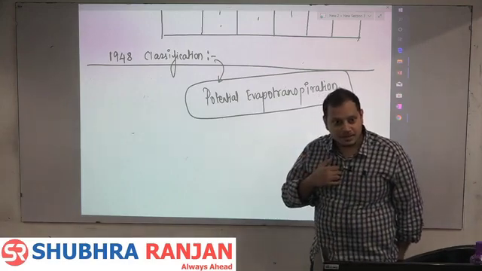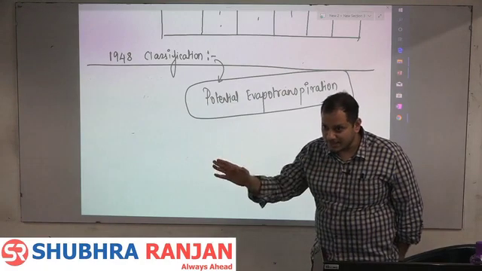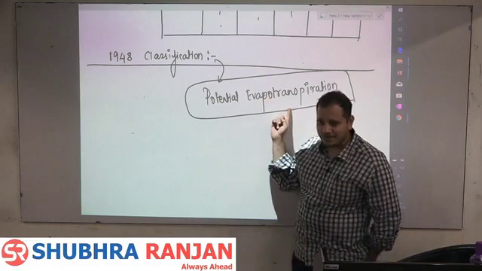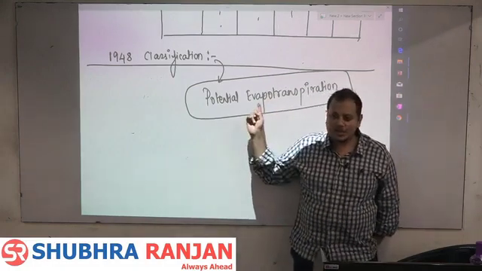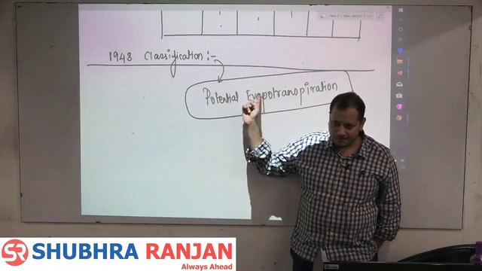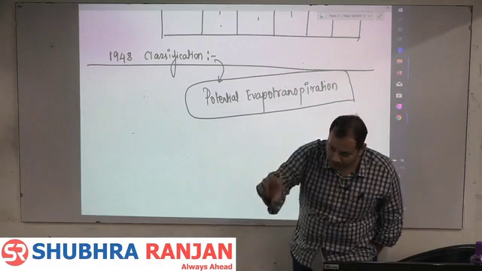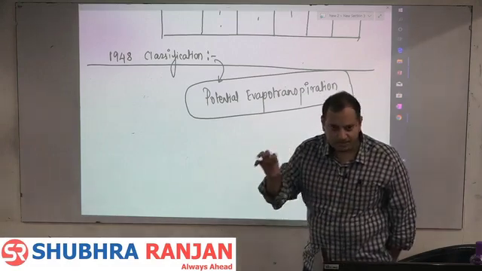Are we changing the potential evapotranspiration of the earth? Yes, by cutting the trees. See, it is not potential evaporation. That means even the moisture lost from the trees, and we are changing it. Getting it? Fine. He introduced the concept of potential evapotranspiration in his 1948 classification.